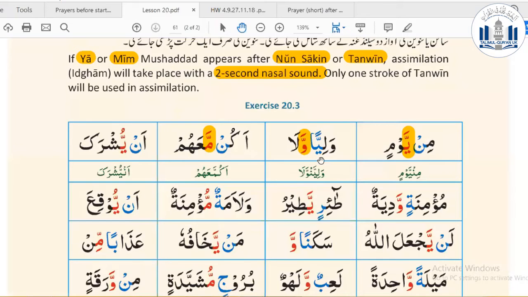You can see that when you join these together, first you just must join the lam to the ya. When you join it, you must only produce the sound of one stroke of tanween. So it would be liya. And then when you join the ya to the waw, liyawa. Between the ya and the waw, you must produce a 2-second nasal sound because of the tanween. Liyawa.